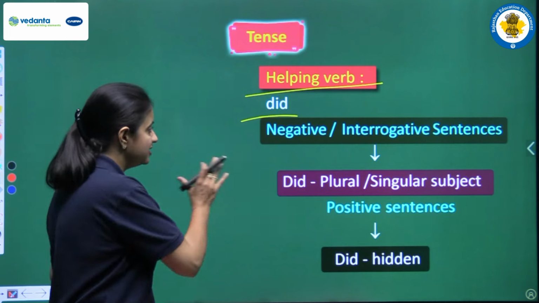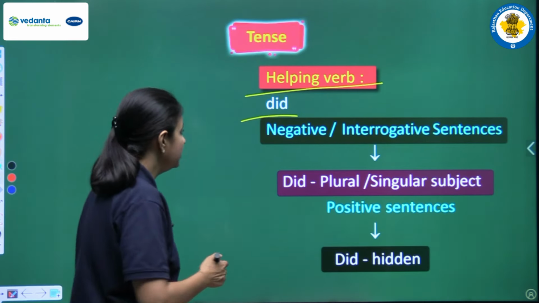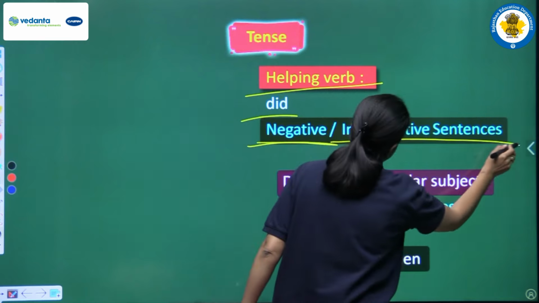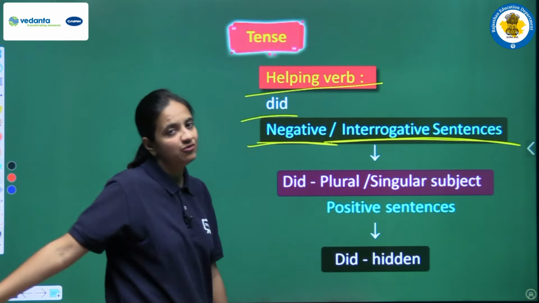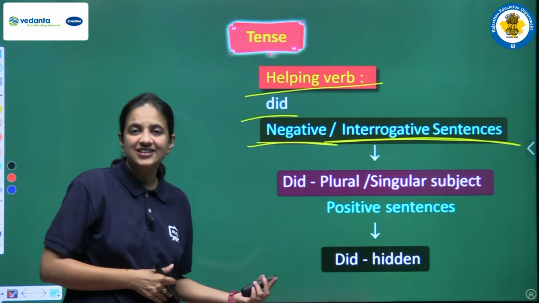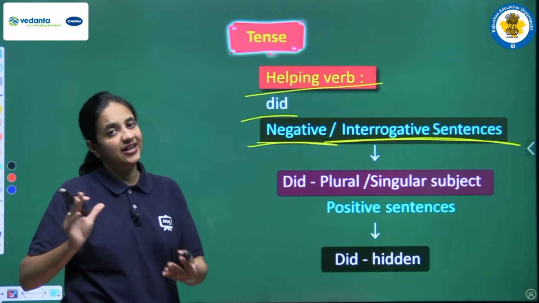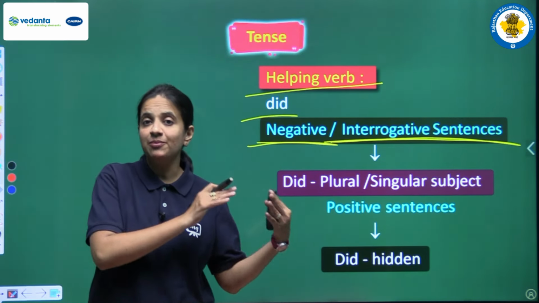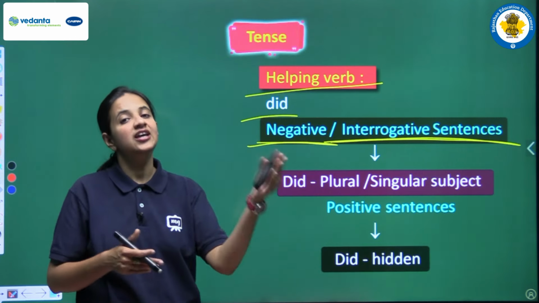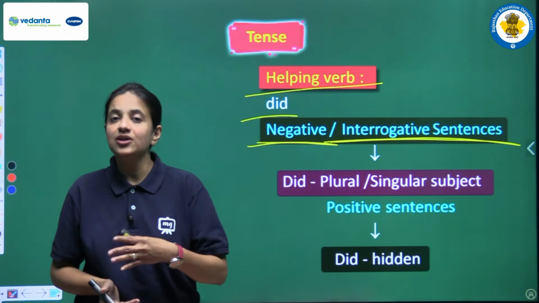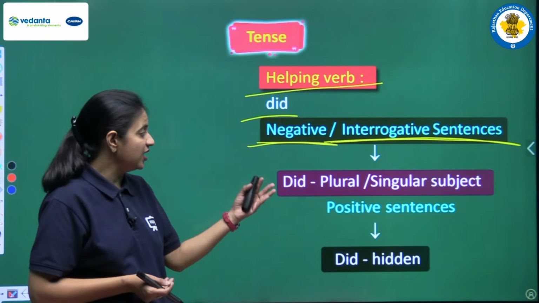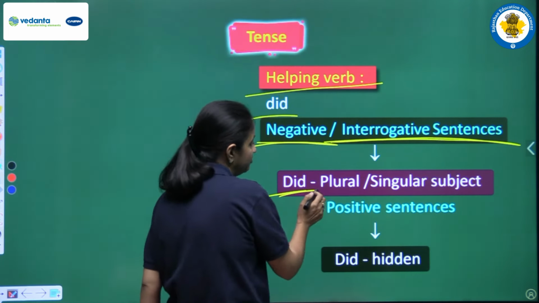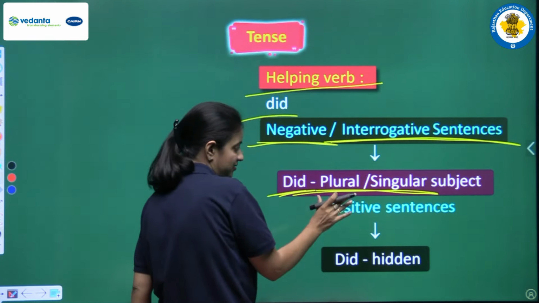Okay, next let's see what we are having. If the sentence is a negative one or the given sentence is an interrogative one, so now we all know a negative sentence is a sentence in which we are having not, and an interrogative is a sentence in which we are having one question and one question mark at the end of the sentence. So if the sentence is negative or interrogative, then we will use did, for plural subjects and for singular subjects.